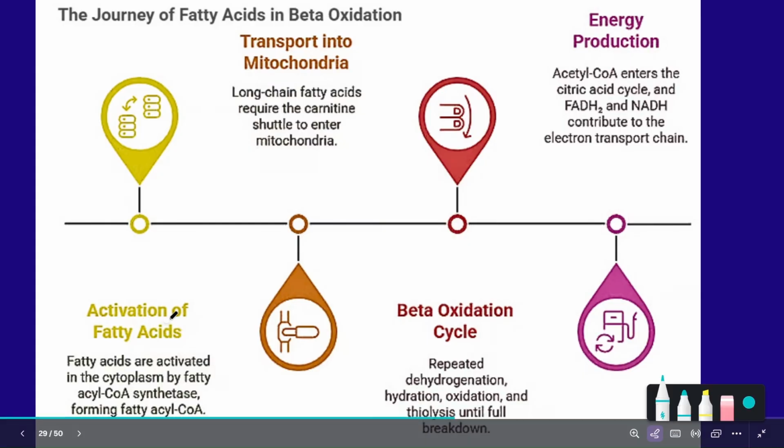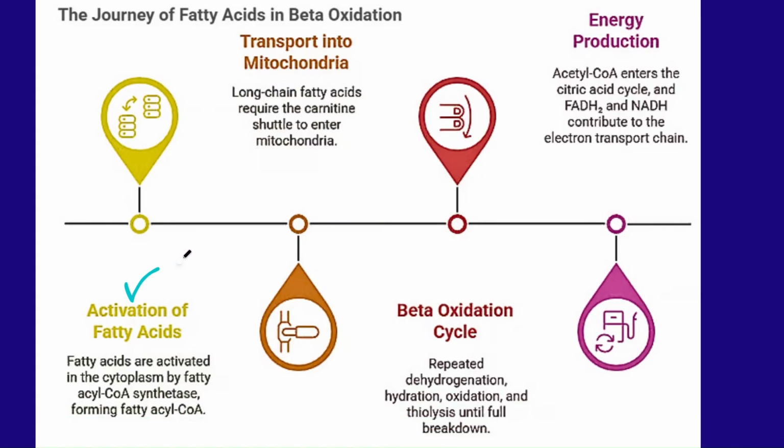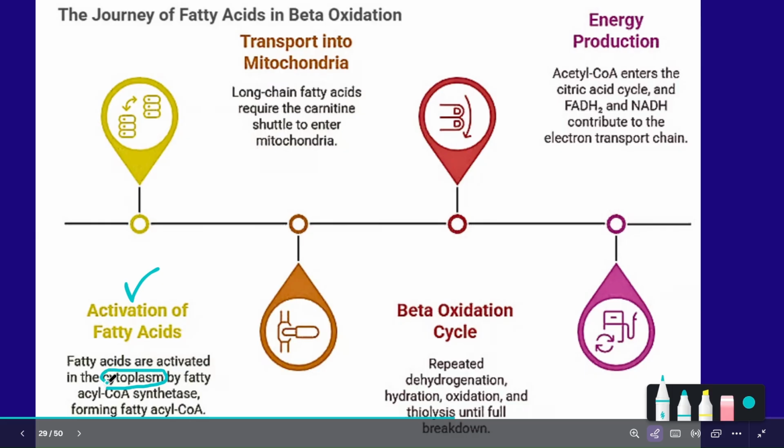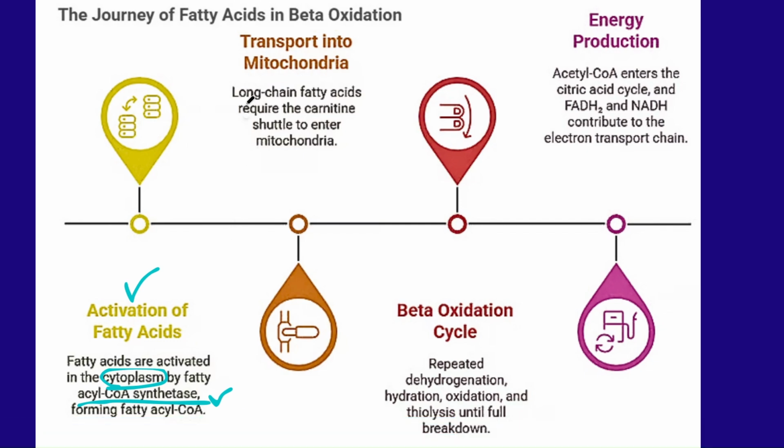So what are the steps in beta oxidation? Activation of fatty acids. In the cytoplasm, the fatty acids are activated. There is an enzyme called acyl-CoA synthetase. This enzyme is helpful for activation of the fatty acids for the formation of fatty acyl-CoA. Here we have the fatty acyl-CoA, where the long chain fatty acids are to be broken down.